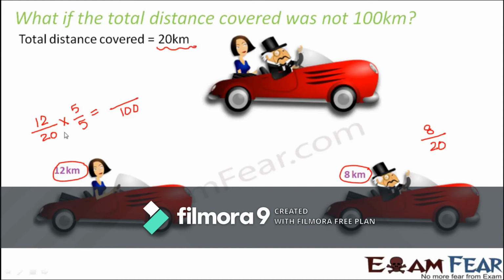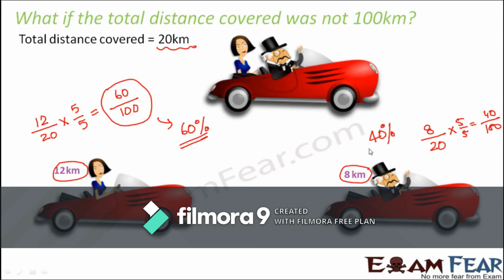If you multiply both numerator and denominator by the same number, then whatever result you get is an equivalent fraction, right? So in this case, the numerator would be 12 into 5, that is 60. So 60 out of 100. What does that mean? That means 60%. So basically Mrs. Smith covered 60% of the total distance. Similarly, we can do the same for Mr. Smith. Here also we multiply the numerator and denominator by 5. So we get 40 by 100, which is 40%.